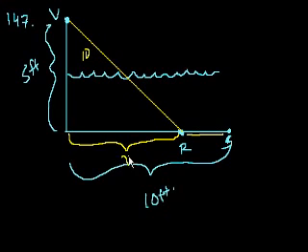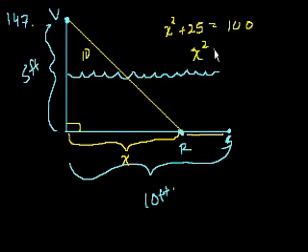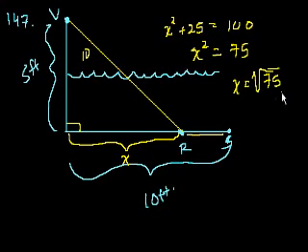So what's this? Let's call this x. This is a right triangle. So you have x squared plus 5 squared, plus 25, is equal to this hypotenuse squared, which is equal to 100, just Pythagorean theorem. X squared is equal to 75. So then x is going to be equal to the square root of 75. That's someplace between 8 and 9, right? 8 squared is 64, 9 squared is 81. So x is greater than 8 and less than 9.